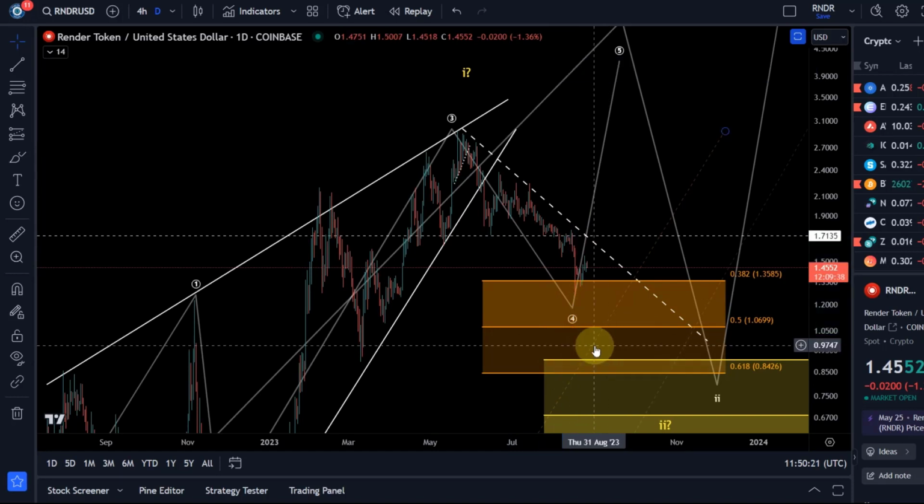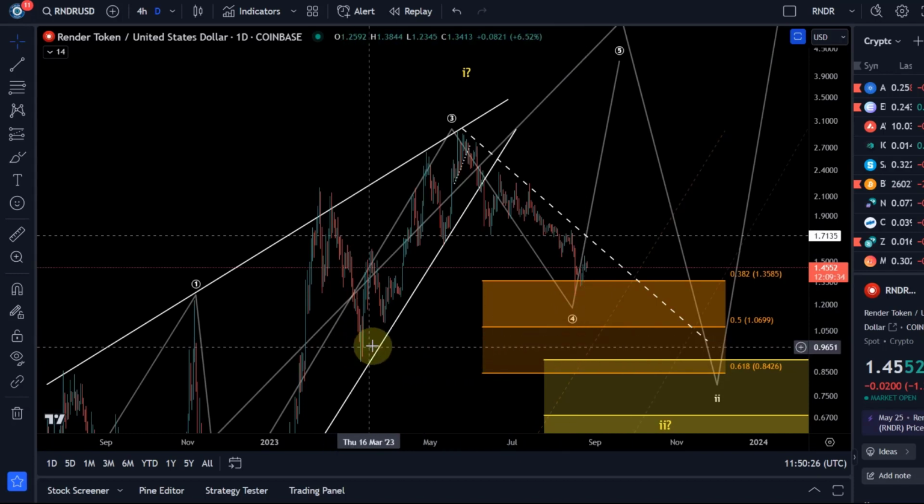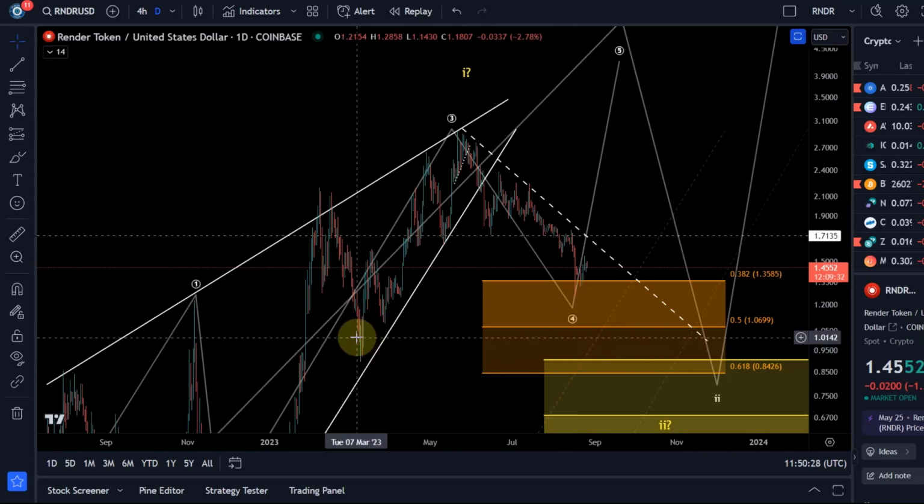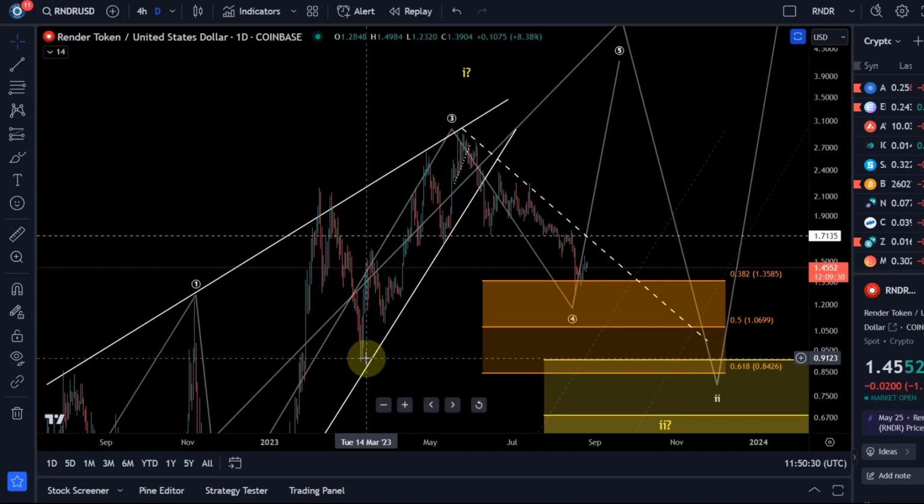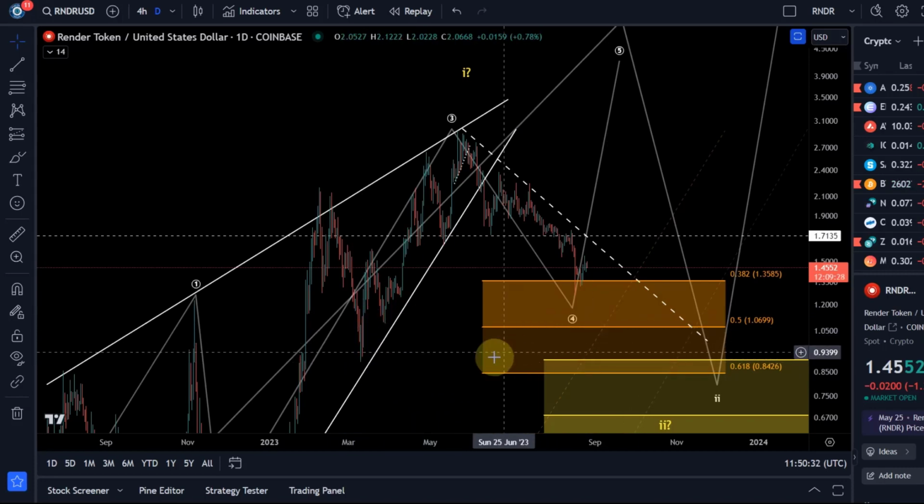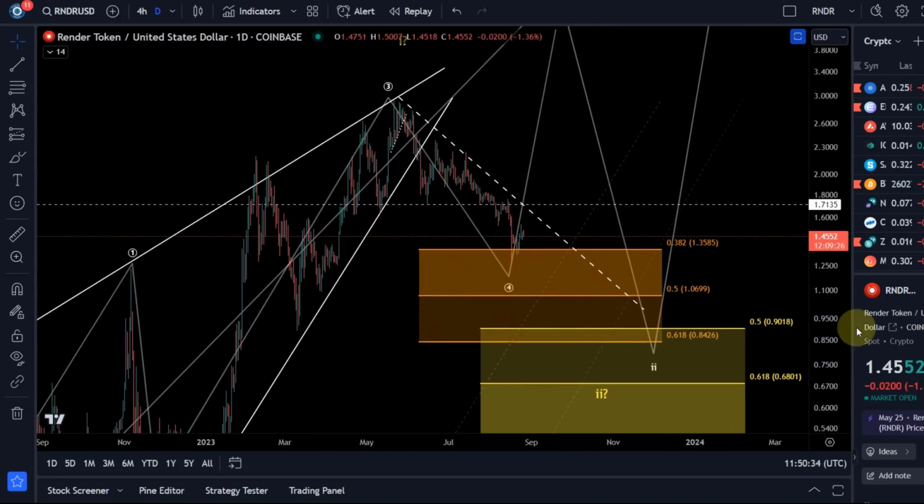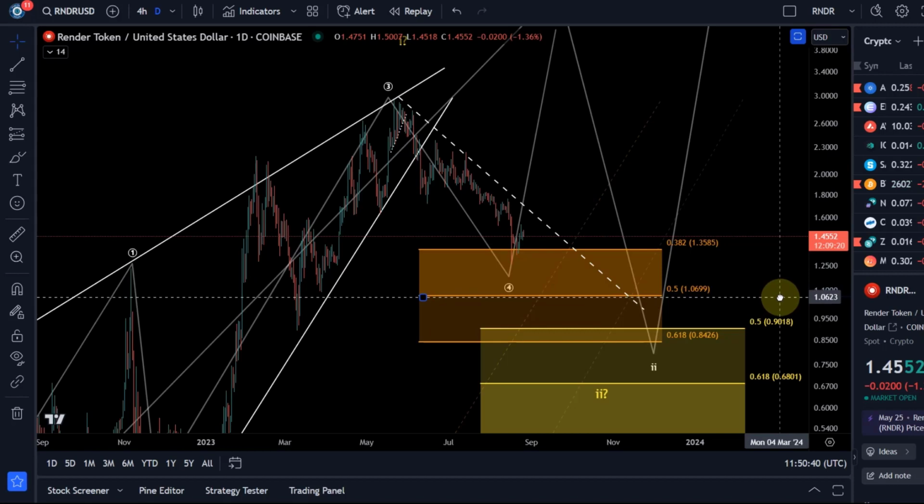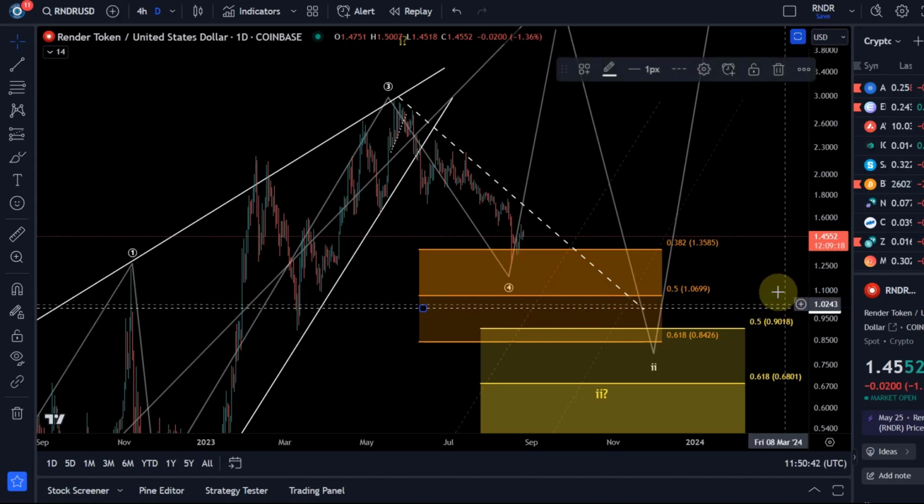It is basically still in support for the orange support area. It is also where a previous swing low was made here around March. It came down a little lower, but recovered quite quickly. So $1 is certainly a key support. I'm going to highlight that actually on the chart now. Use this line here, highlight this as a potential level of interest.